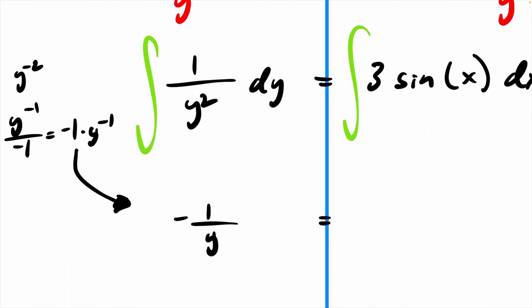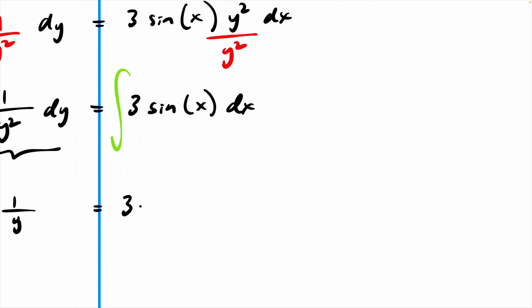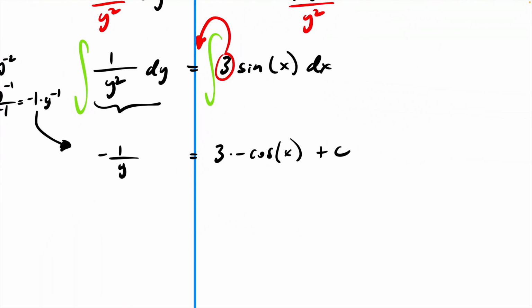All right, other side. 3 times, again, you can move the 3 to the front. It's not part of what we need to do with the antiderivative. What's the antiderivative of sine? Negative cosine. Negative cosine x plus c. So we get negative 1 over y equals negative 3 times cosine of x plus c.